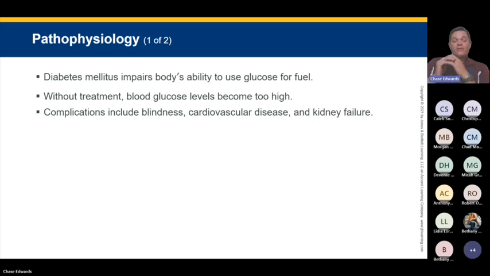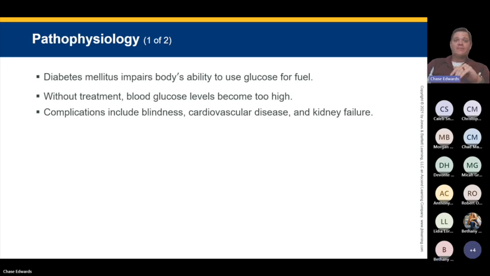All right, so the pathophysiology of diabetes mellitus. Diabetes mellitus is a disorder of glucose metabolism, such that the body has an impaired ability to get glucose into the cells to be used for energy. Without treatment, the blood glucose levels become too high, and in severe cases, they may cause life-threatening illness or coma and death, which is not good.